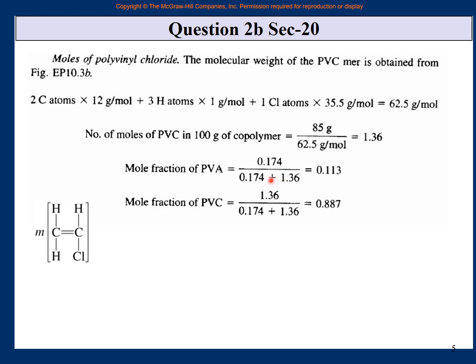And on the previous page we had 0.174 for PVA. So the number of moles of PVA upon the total number of moles is the mole fraction. The number of moles of PVC upon the total number of moles is the mole fraction of PVC. So these are your two final answers, and you should check that they add up to roughly 100, right?